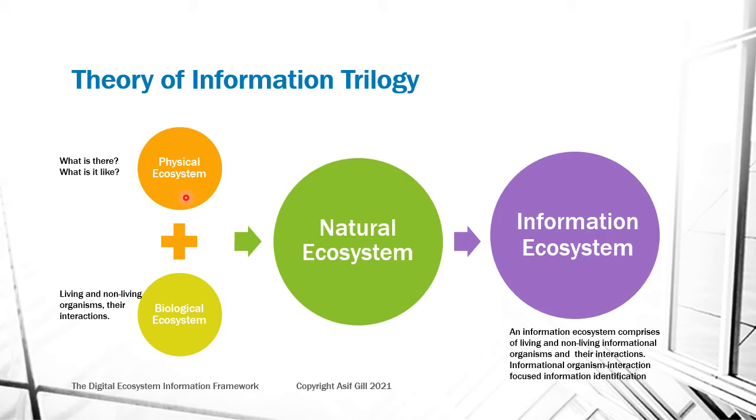A natural ecosystem could have a metaphysical ecosystem, which focuses on things, what is there and what it is like, in terms of the form of the information and information itself. And then we're looking at the biological system around us, which is living and non-living organisms, including humans, animals, plants and other things, and their interaction with each other. That combined is what I call the natural ecosystem, and how from the natural ecosystem we translate these concepts to identify information for our ecosystem or information ecosystem. So that's a bit of a translation. We're going to work it out in the Theory of Information Trilogy.